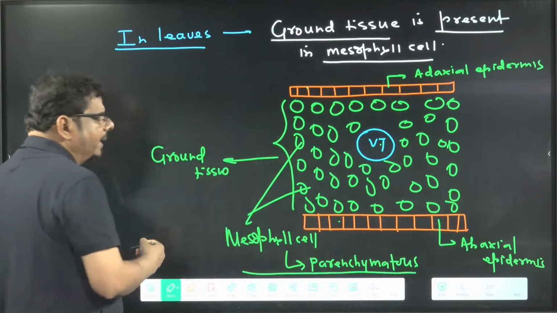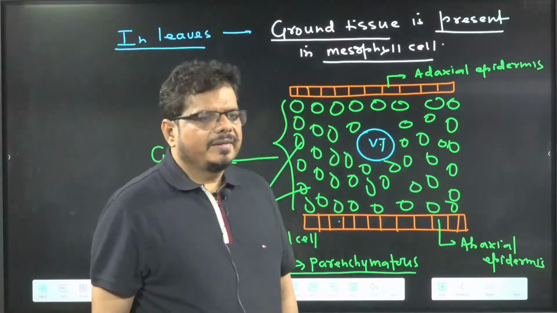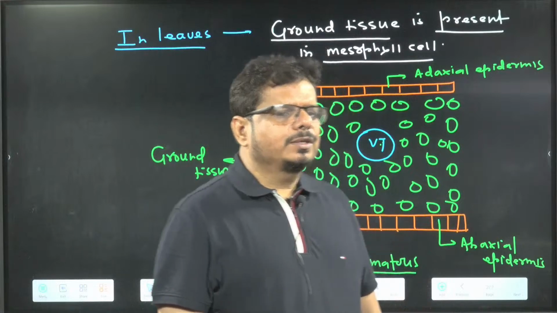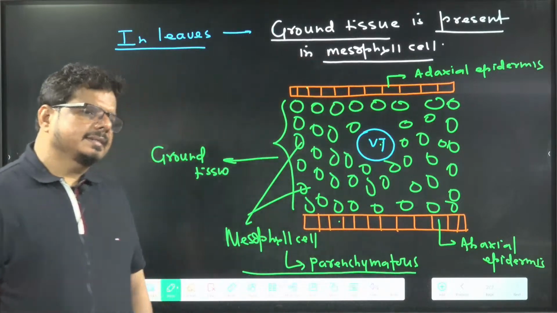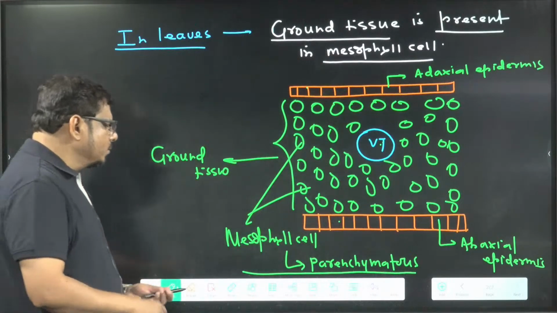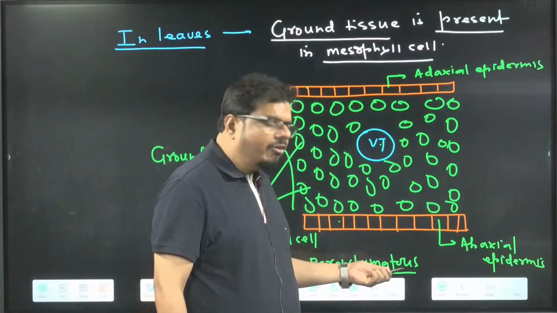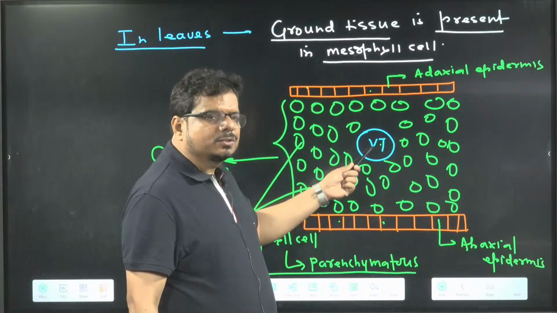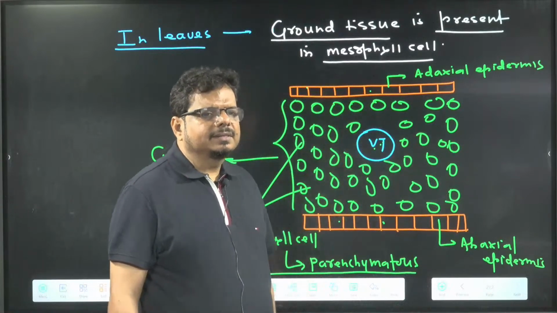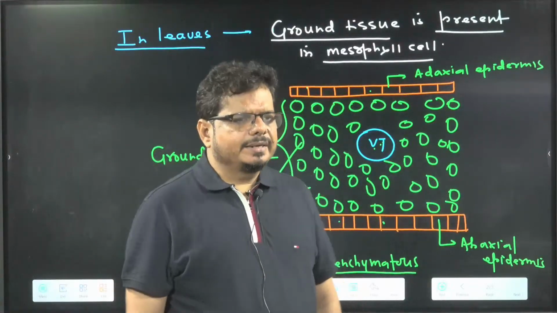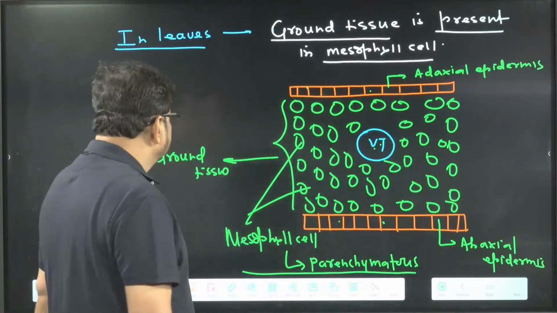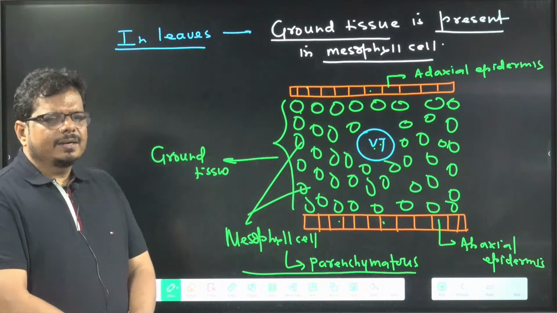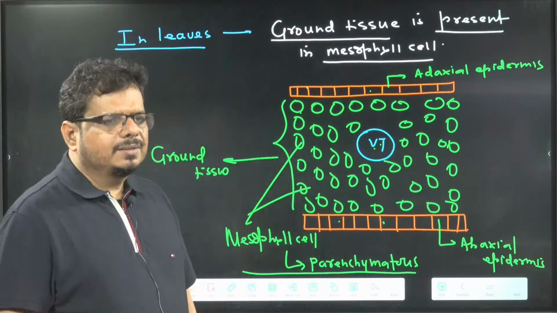Did understanding come to mind or not? In leaf, where is ground tissue present? In leaf, ground tissue is present in mesophyll cells, and this ground tissue is which kind of simple tissue? Parenchymatous. This is epidermal, this is vascular, all green color is what? Ground tissue of the leaf. It is made up of parenchyma, and these are called mesophyll cells. Is it done? So which one is over? Ground tissue system is over.